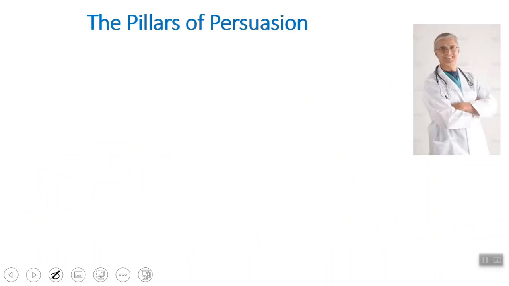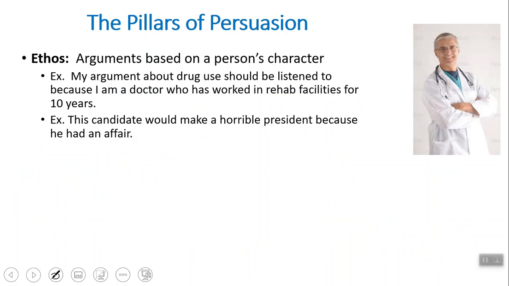So with these pillars of persuasion, ethos, same thing as I said, is that same word as in ethics. These are arguments based on a person's character. So: my argument about drug use should be listened to because I'm a doctor who has worked in a rehab facility for 10 years. Or: the candidate would make a horrible president because he had an affair. Those are arguments based on a person's character.